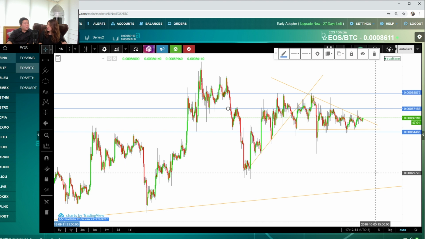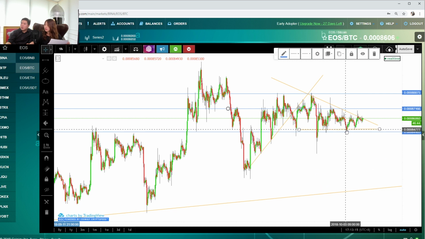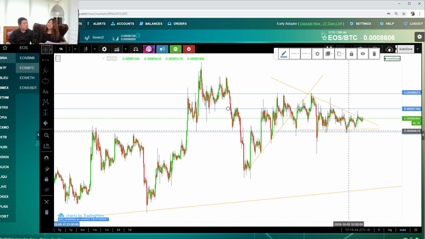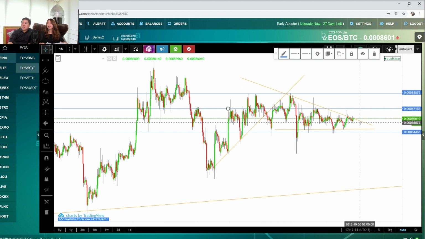Okay. I'm very unsure. So I'm gonna say if I have to trade in, I would trade it at this point. Because it's been tested a few times. But because it's a neutral chart pattern, I wouldn't bet a lot of money on it. I wouldn't invest a lot of money in it, because it's a neutral chart pattern. I personally wouldn't invest that much money on it.